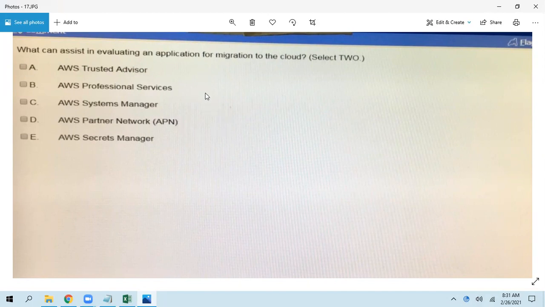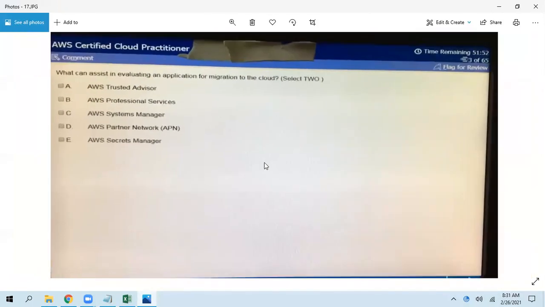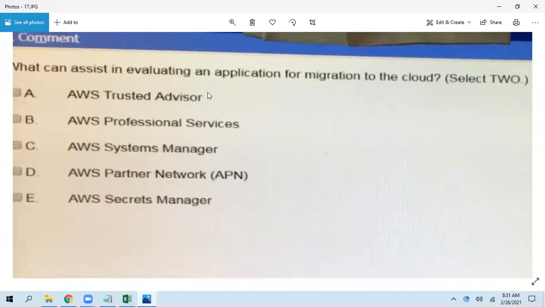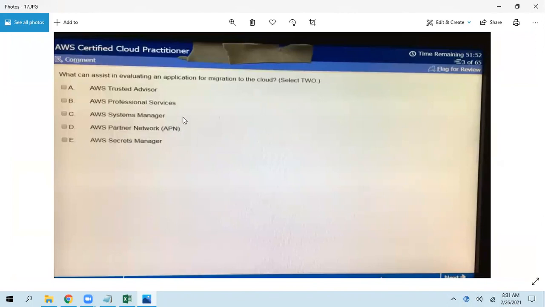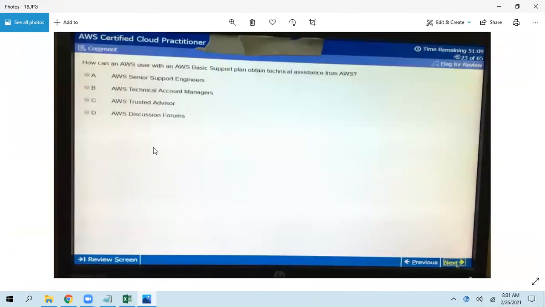So that is to help with migrating any resource to AWS. Trusted Advisor, we know, just gives advice. Systems Manager is to automate services, to automate installation or patching. Secrets Manager stores the username and password. For evaluating an application, there are Professional Services and Partner Network.